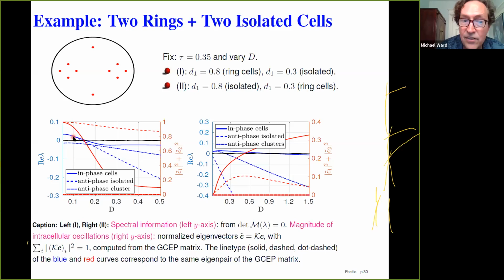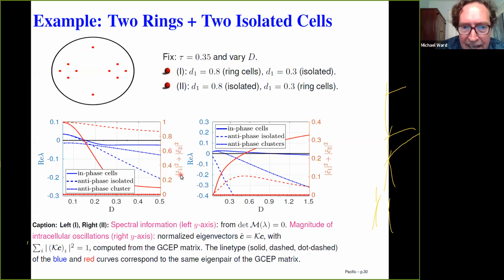In one mode the cells are in phase, and then you get an anti-phase mode for the isolated cells, and that can be unstable. If D1 is 0.3 for the isolated cells, these cells communicate really weakly with their neighbor on the other side. So you should be unstable to a mode that looks like this, with all the other cells being quiet.